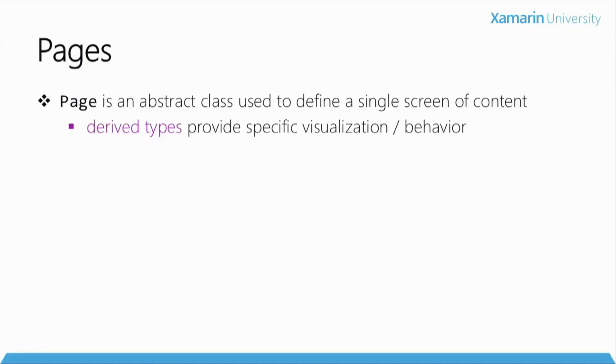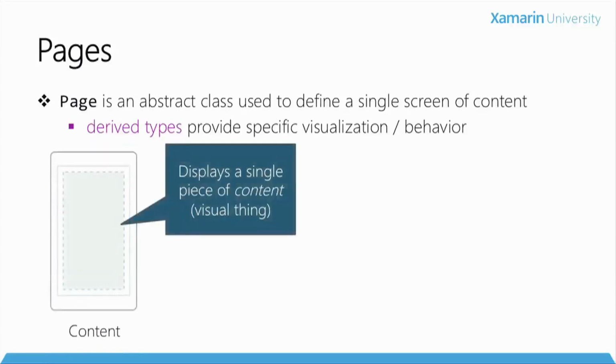The page class is abstract in Xamarin.Forms. We will work with derived types, and these derived types provide specific visualization or behavior. The type that you will mostly work with is called a content page. A content page has got a content property, and that content property can hold on to one single piece of content. That can be any visual thing. So our content page can, for instance, hold one button or one label.